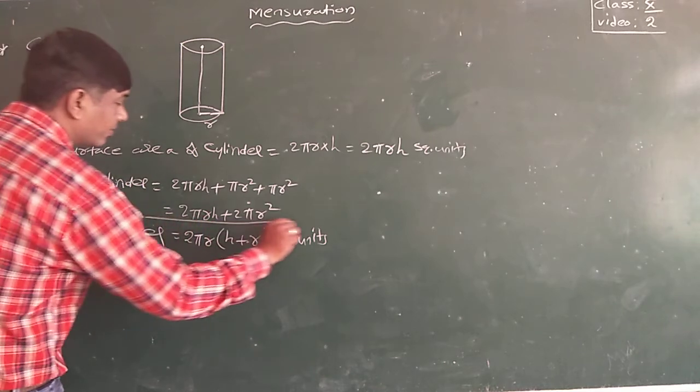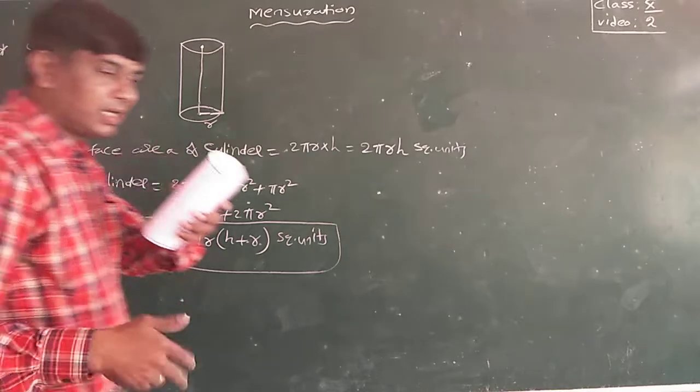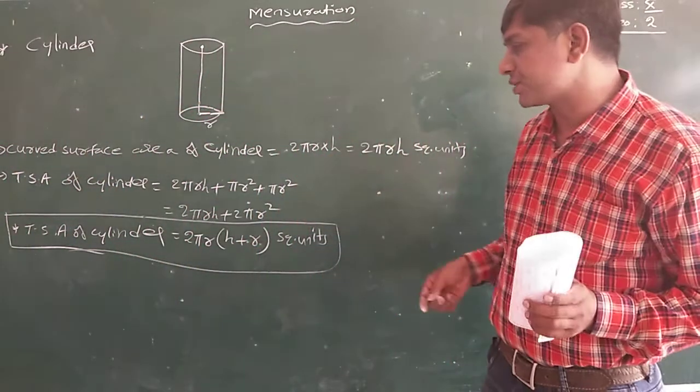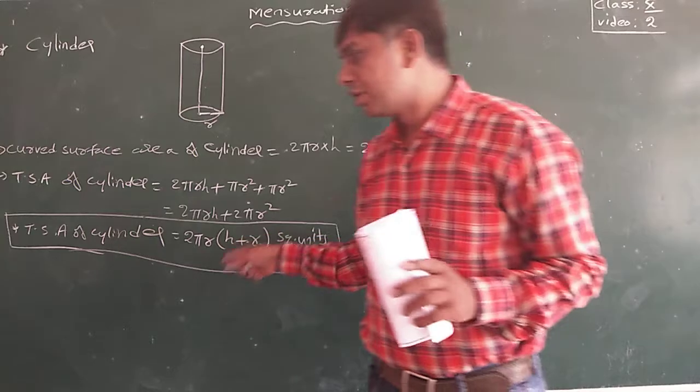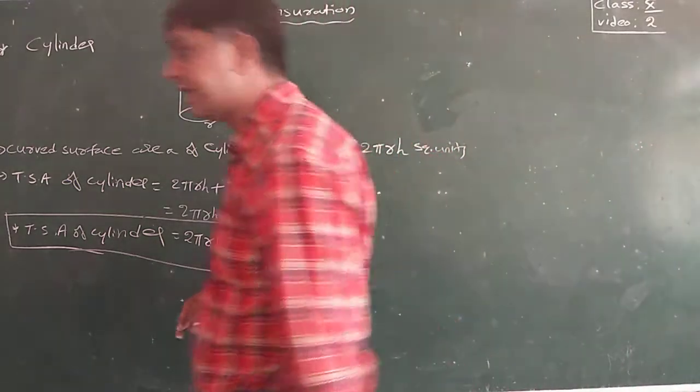How did you get this one? I wrote: curved surface area plus area of the top pi r square, area of the bottom pi r square, 2 pi r square. If I take 2 pi r common, 2 pi r into h plus r. This is the TSA of a cylinder.